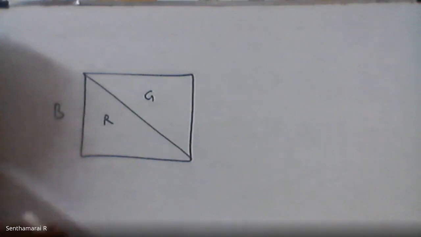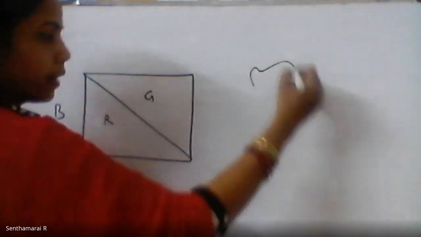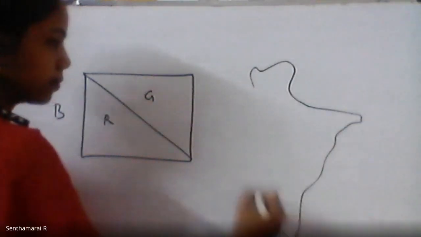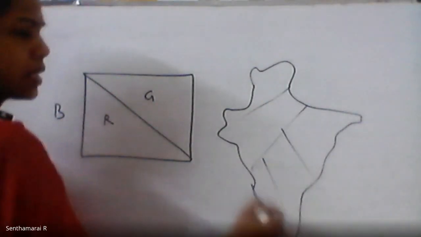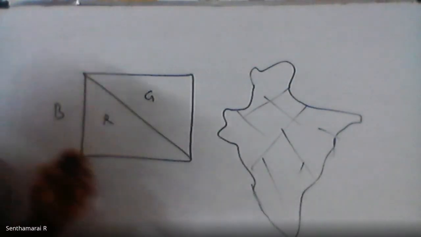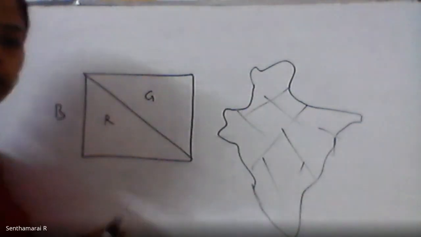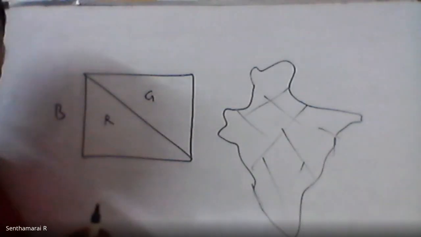Likewise, you can color any complicated plane by means of maximum 4 colors. Anything you can consider, even our India map. There are so many states we have. It divides the map into 32 states. So how can you color it? Only 4 colors maximum we need to color and distinguish the states.